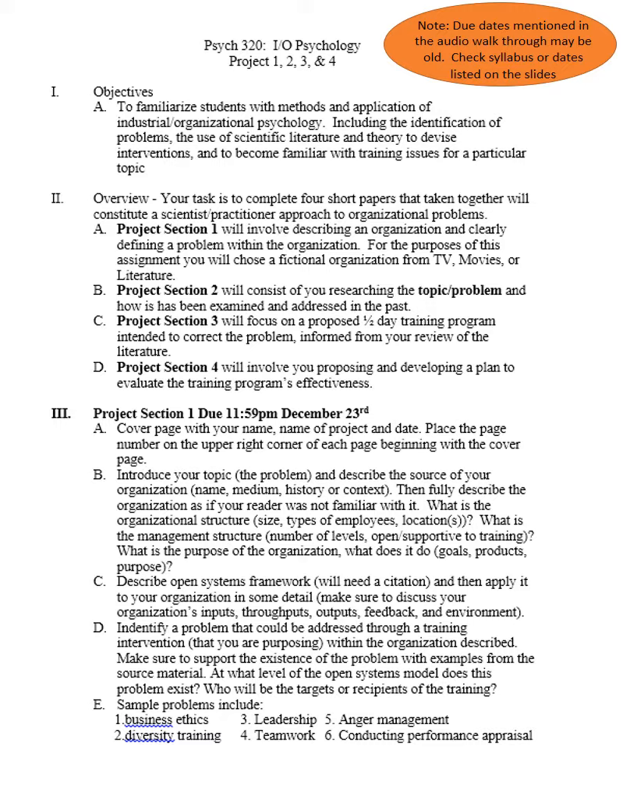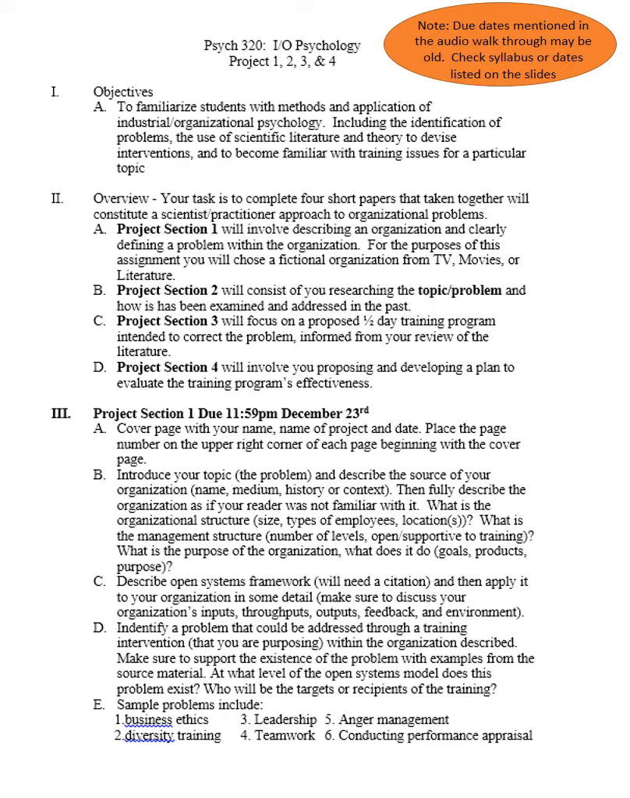Anyway, so you get to choose that, but within this first section, you're basically just going to describe the organization as if I had not seen the TV, movie, or literature you're taking it from, which is about a 50-50 shot, depending on what you choose, but also describing a specific problem with the organization, so something the organization definitely needs help with. The second section will consist of you actually researching the topic and the problem and how it has been examined and addressed in the past.